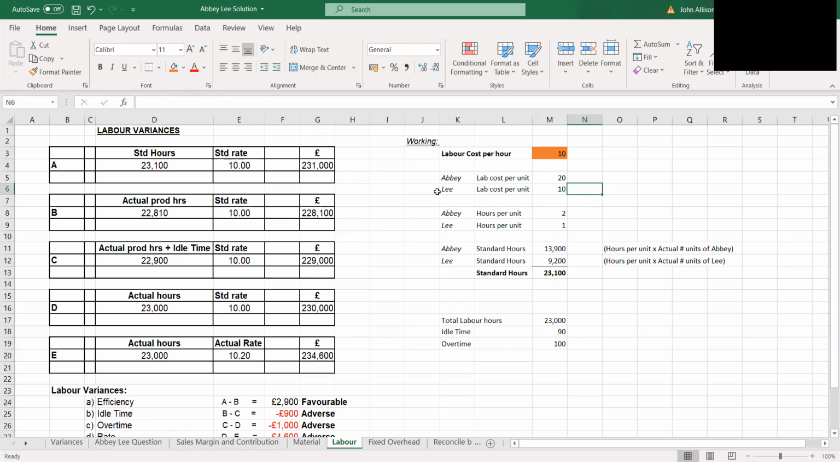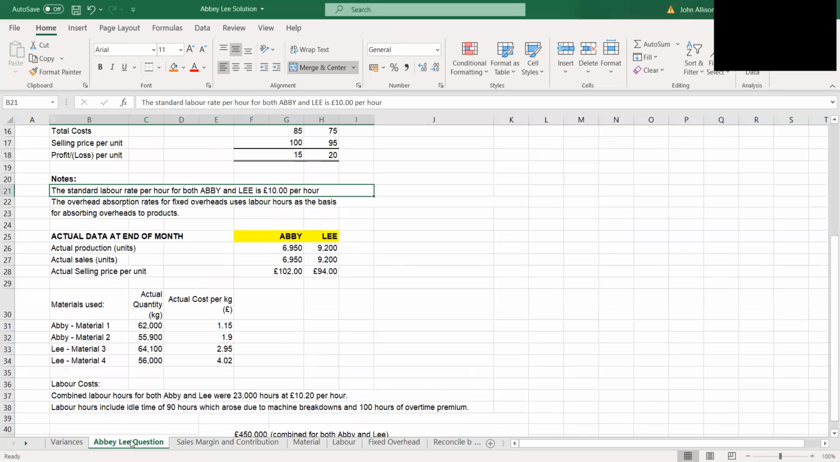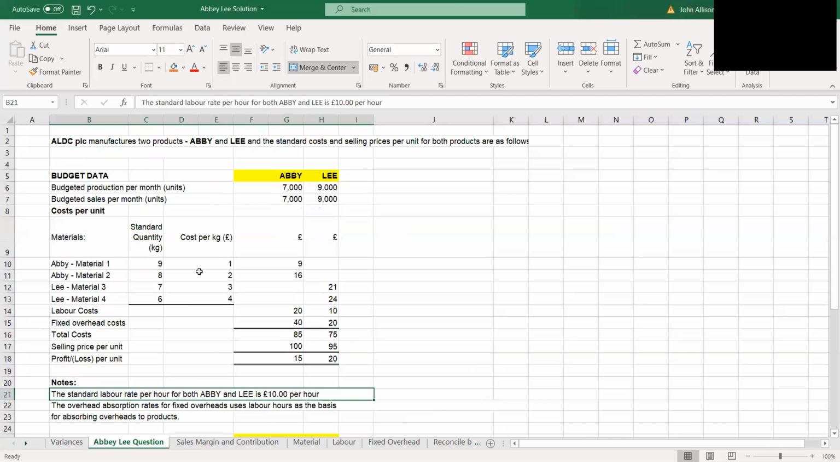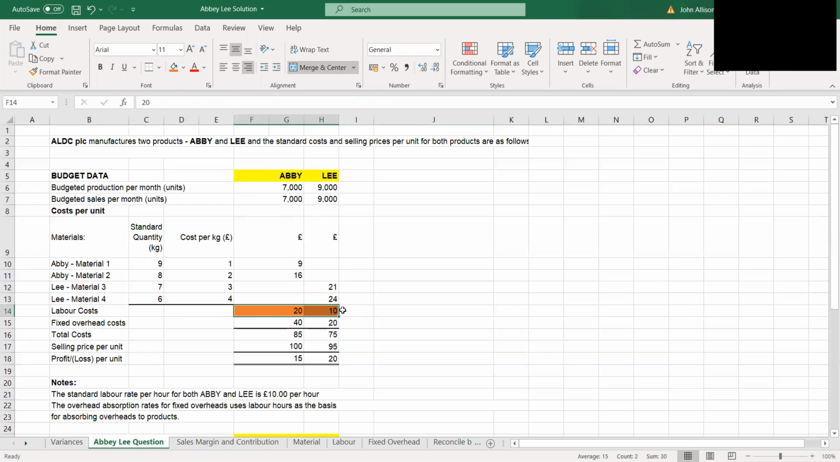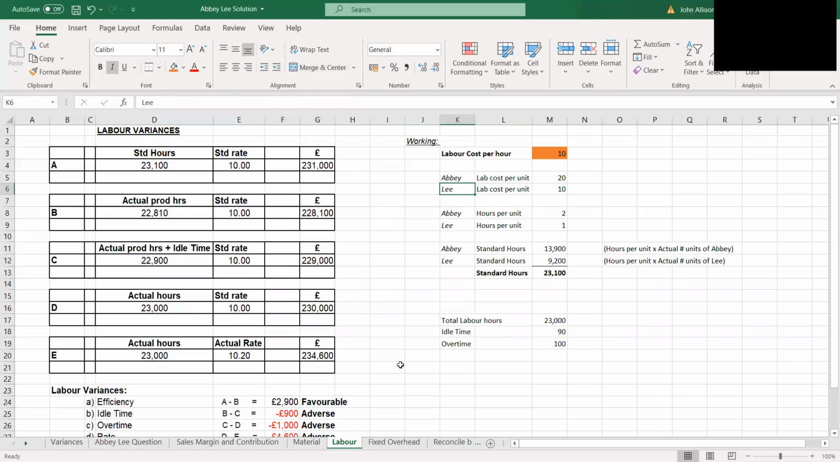It's a little bit trickier then to get the standard hours, which is slightly trickier. So what we need to do is we need to know what the cost is per unit for Abby and for Lee. So this is per unit data, so it's £20 for Abby. Each unit of Abby we produce costs £20, and for each unit of Lee we produce, the labour cost is £10. The labour cost is £10 an hour. So we've got the labour cost per unit.